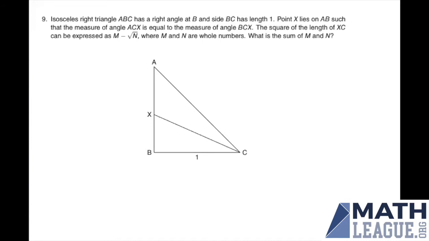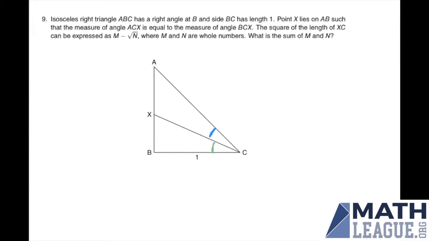This is from 12122 Team 9. And so this is one of the later problems in the team round, so you'll expect it to be more difficult than usual. So in this problem, we have an isosceles right triangle ABC. So that's a 45, 45, 90. It has a right angle at B, and side BC has length 1, as you can see. And so you have point X such that this angle in blue is equal to this angle in green. And now it's basically asking you to find the length of XC. So how do we do this?